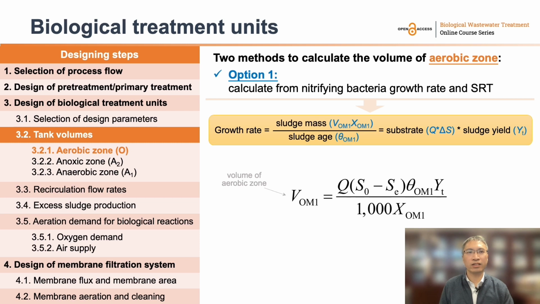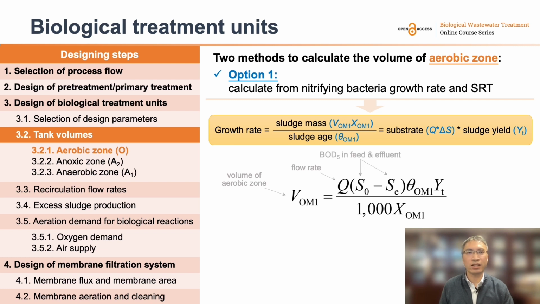Here, V denotes the volume of the aerobic zone, including that of the aerobic tank and the membrane tank, where the aerobic biological reactions occur. Q is the designed flow rate.